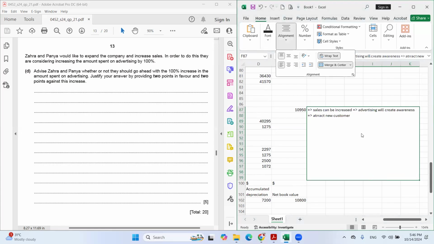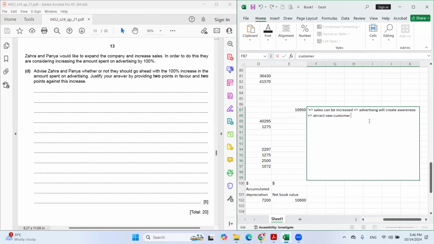So this is the first thing that we can talk about. Advantage: sales can be increased because advertisement can create awareness and attract new customers. So this one, in future, it may benefit in the long term, because this one creates awareness.